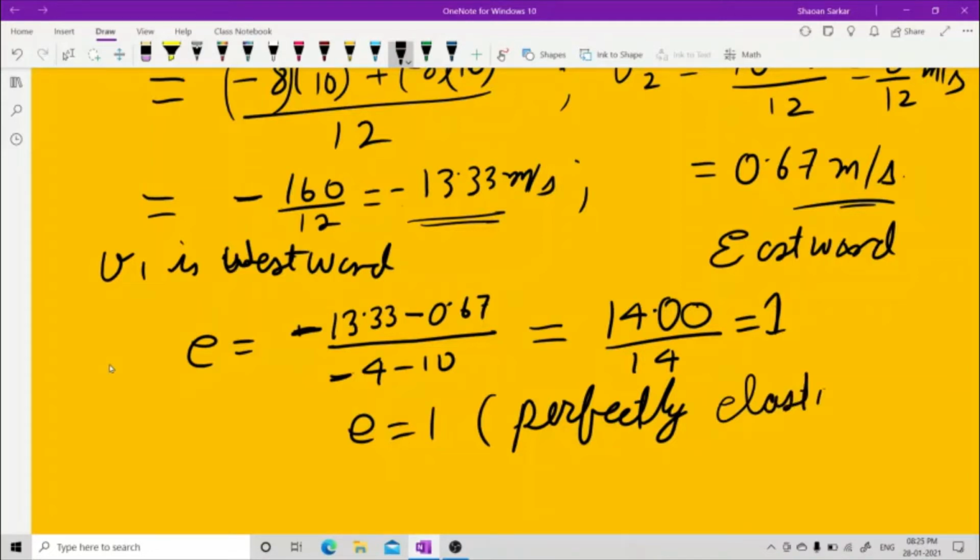Elastic. Just check it once more. I think I'm right. Yes.